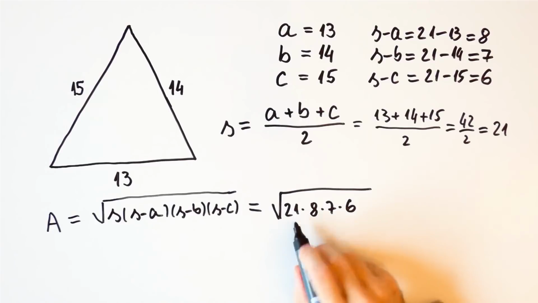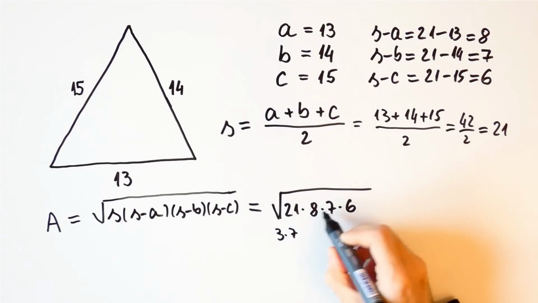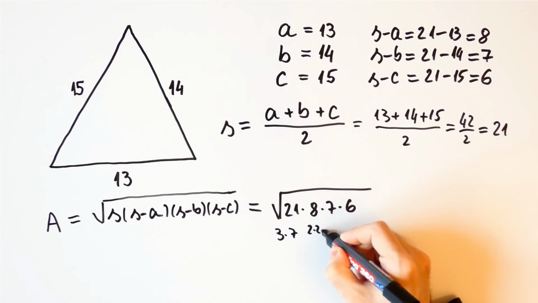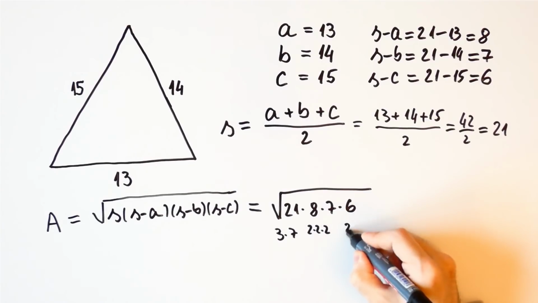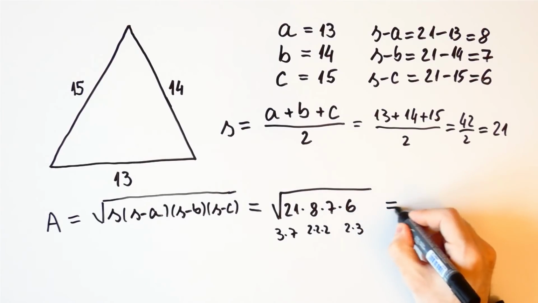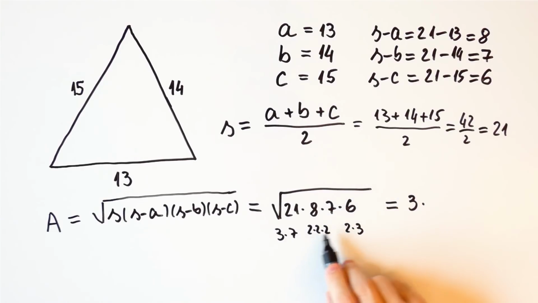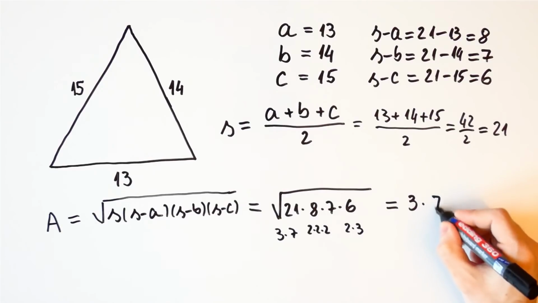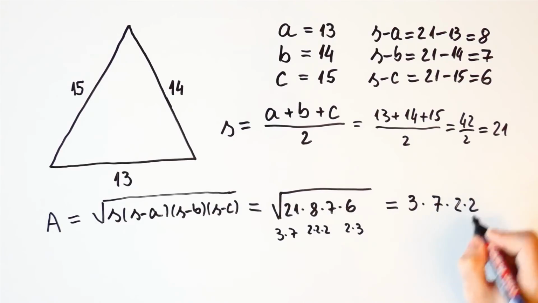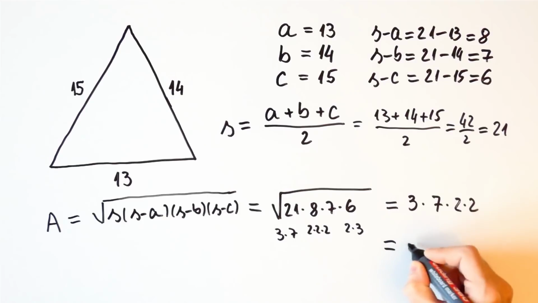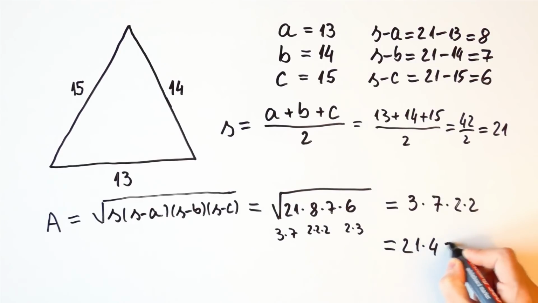But 21 is 3 times 7, 8 is 2 times 2 times 2, and 6 is 2 times 3, so this is equal to 3 times 7 times 2 times 2, and that is equal to 21 times 4, which is 84. So we were able to calculate the area of a triangle using just the lengths of its sides. In our case, the area is 84.